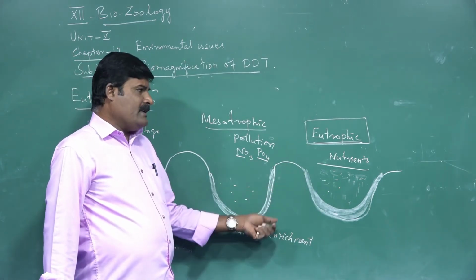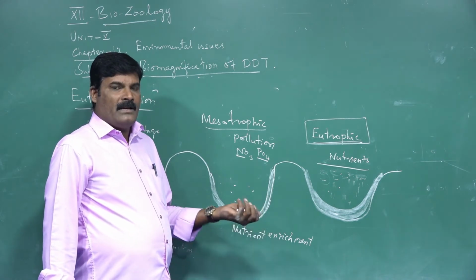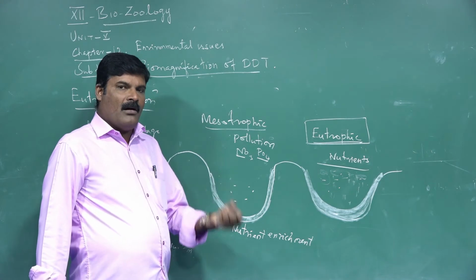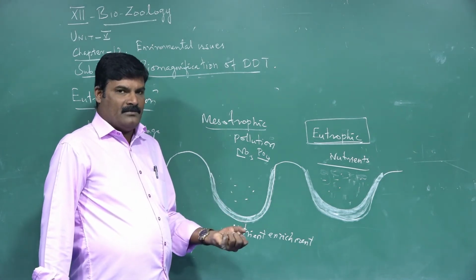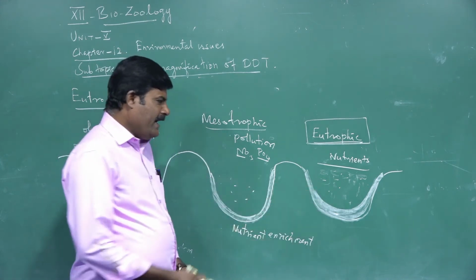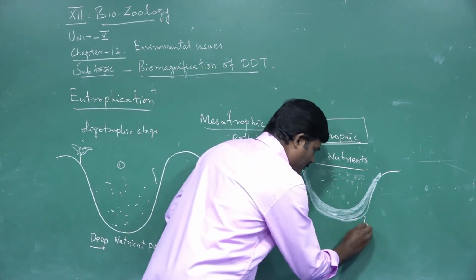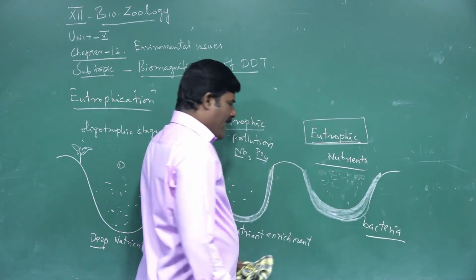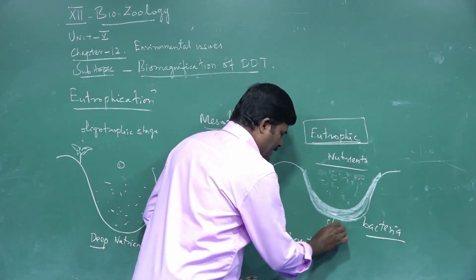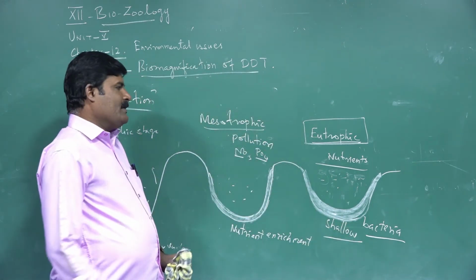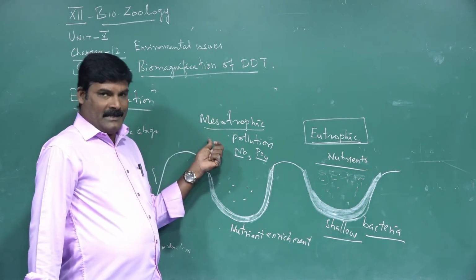So in the eutrophic stage, the amount of oxygen gradually decreases, and gradually all living organisms die because of the decrease in oxygen. It also increases the growth of bacteria. It induces the growth of the bacteria, and this lake becomes shallow. So this is the eutrophic stage.